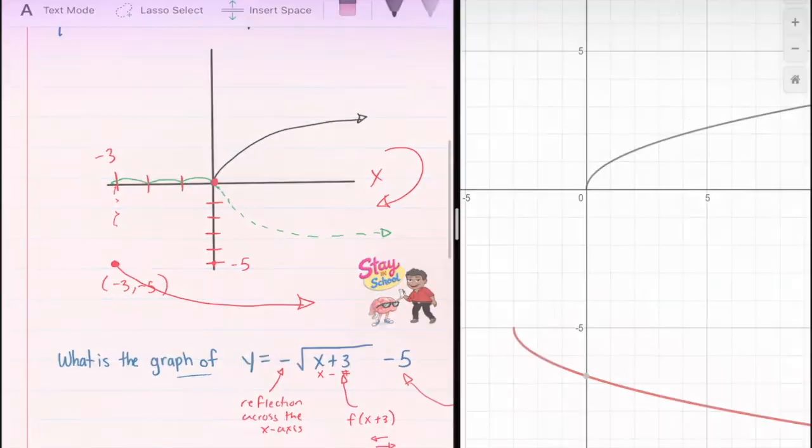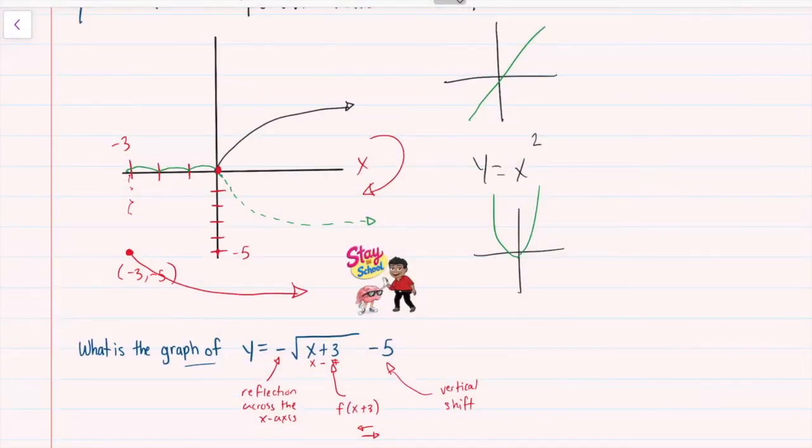Once you know all these rules, you know exactly how the equation and the graph should look.